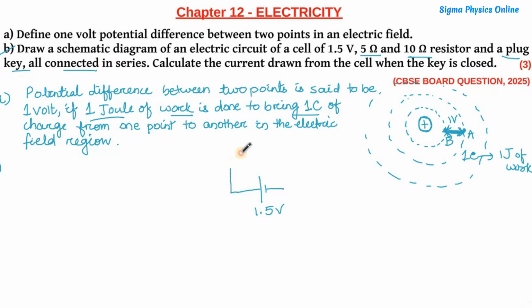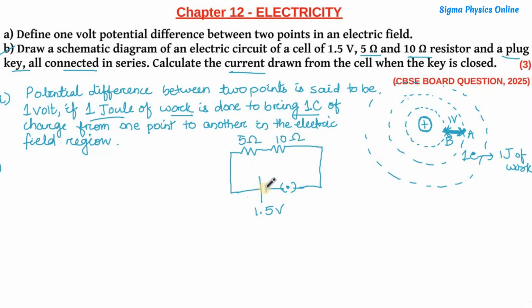So this wire goes, it bends over here, again it bends. Here we have the 5 ohm resistor, here we have the 10 ohm resistor, again the wire bends, and here we have the plug key. Now this is the 5 ohm resistor, this is the 10 ohm resistor. This completes our electric circuit diagram. Now let's find out the current drawn from the cell when this key is closed.